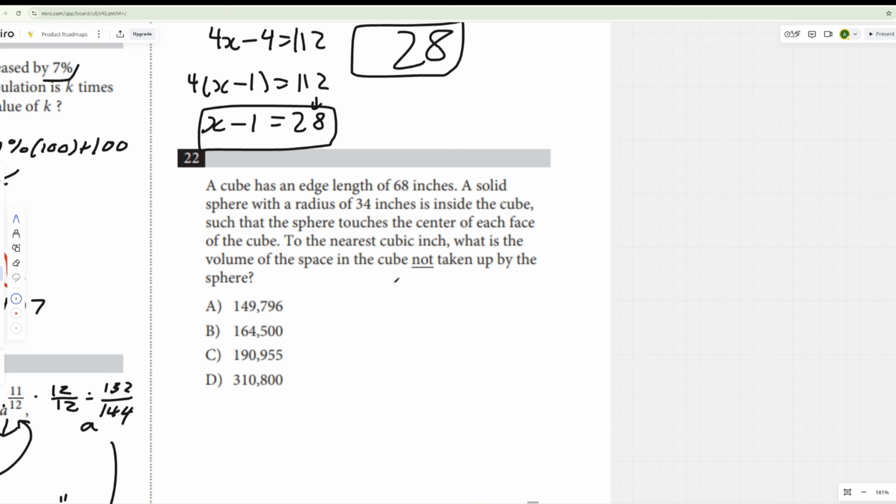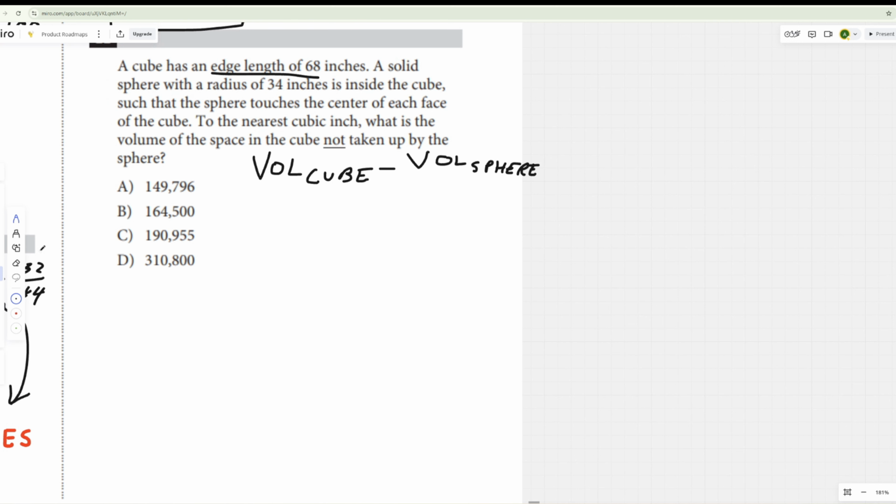Since the sphere touches the center of each face of the cube, we know that it's big enough to not move around. It's not like a particle of dust in the cube. We can just figure out the volume of the cube. So volume of cube minus volume of sphere is going to give us the area not taken up. So basically what they're saying, I don't know how to draw a good cube. I'm going to try.